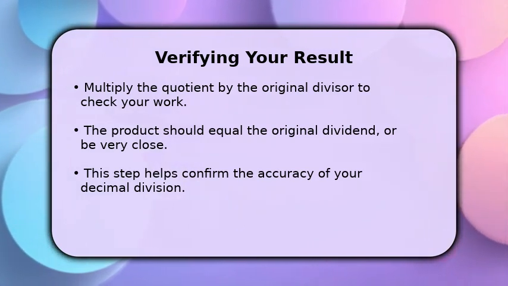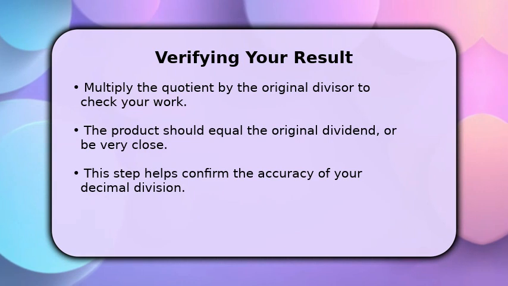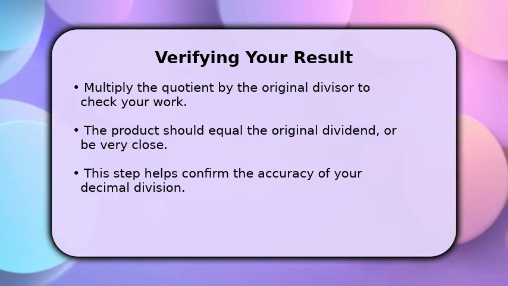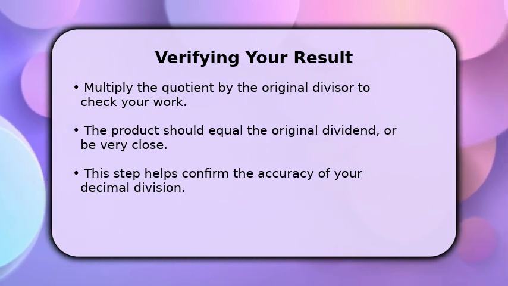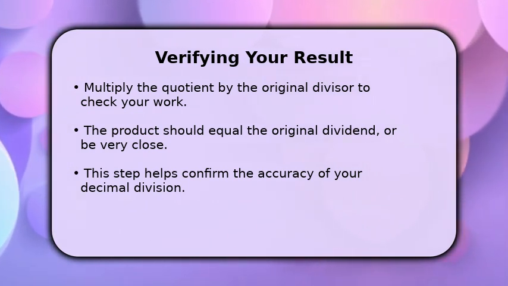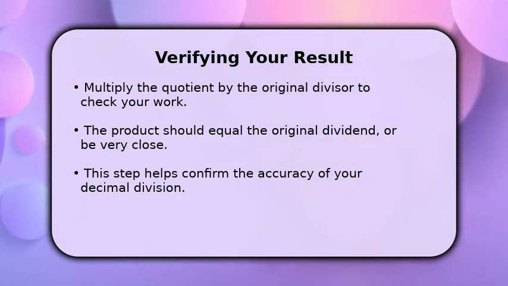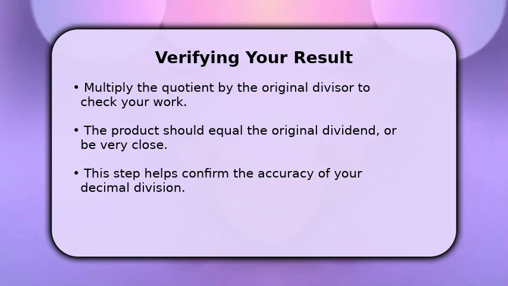To do this, simply multiply your calculated quotient by the original divisor. The result of this multiplication should be equal to your original dividend. If there was any rounding during the division, the product might be very close, but not exactly the same. This quick check provides confidence in the accuracy of your decimal division.